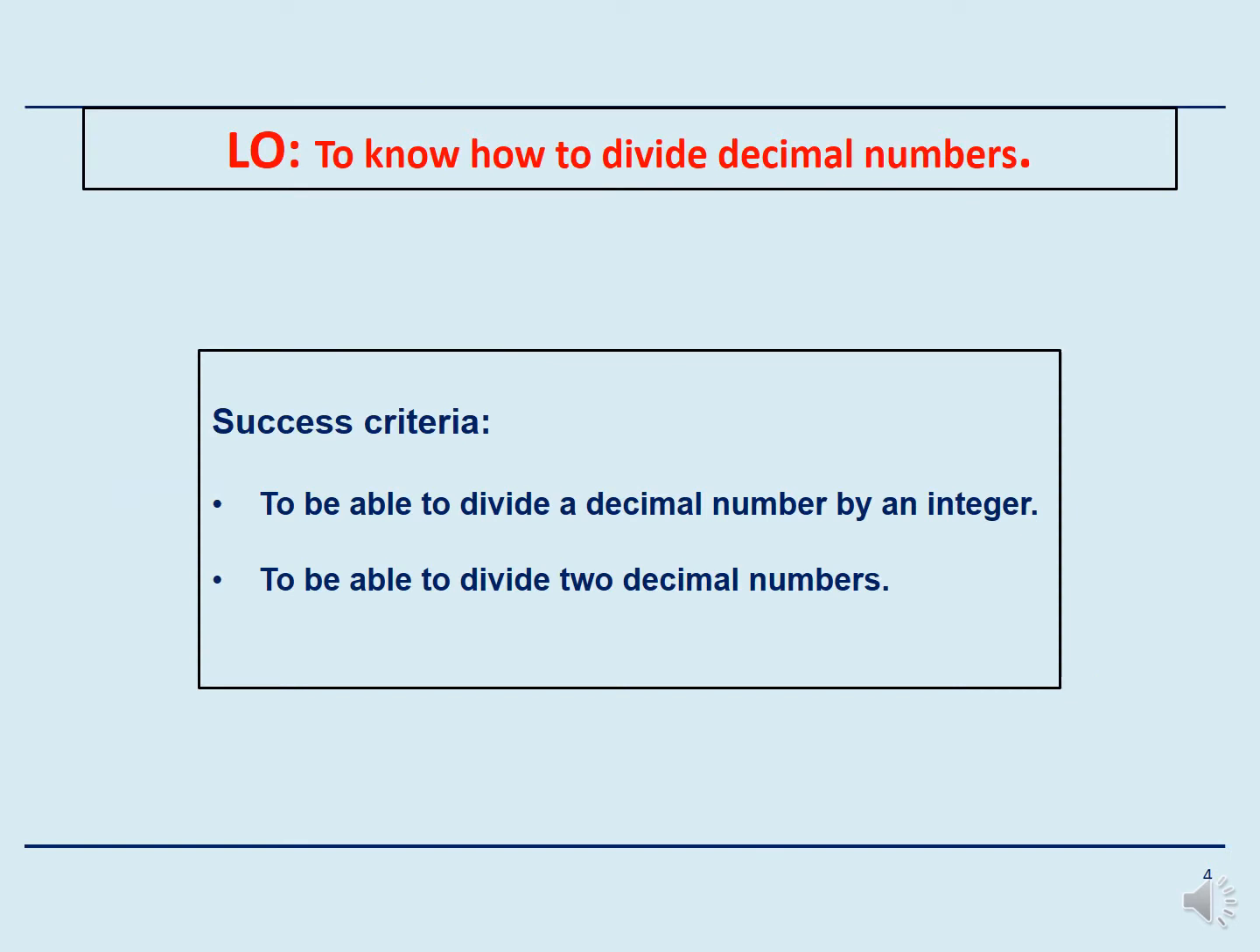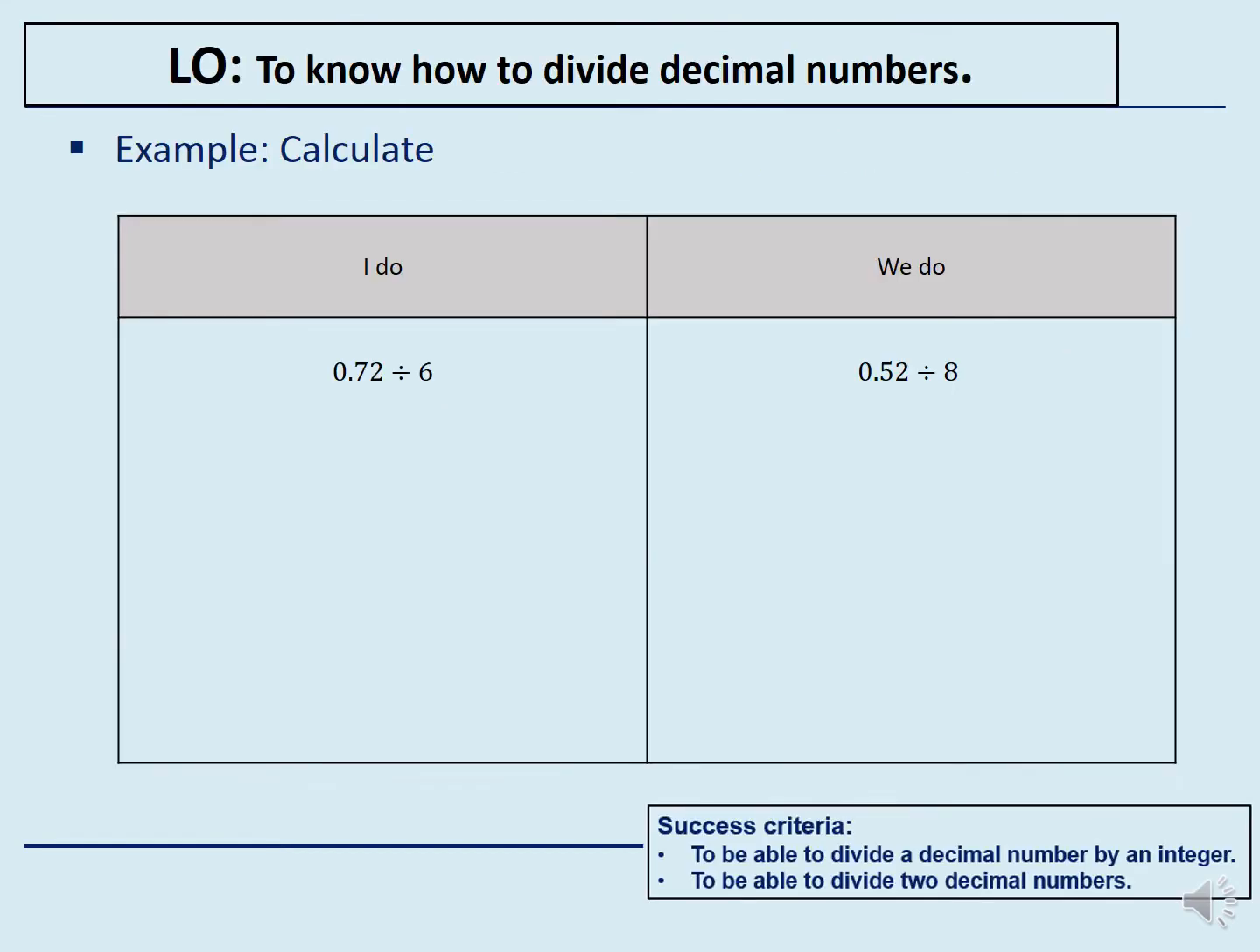In today's lesson, you will learn how to divide decimal numbers. First step, to just see how you can divide a decimal number by an integer, a whole number. And then the next step is to divide two decimal numbers, so you're dividing one decimal by another decimal number. Now let's start with some examples.